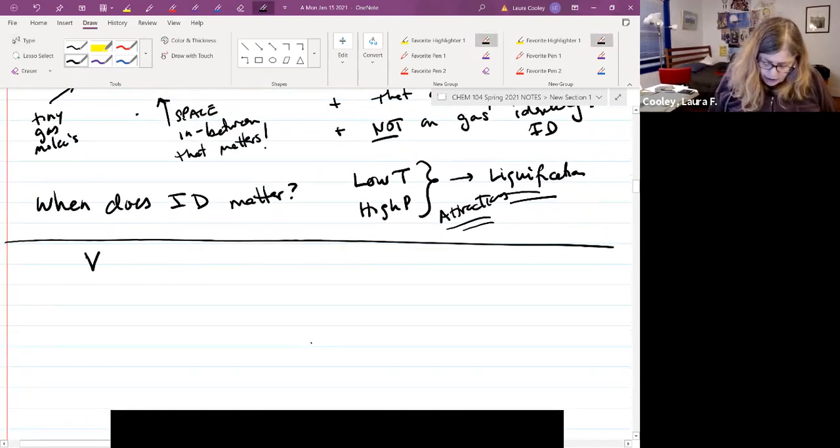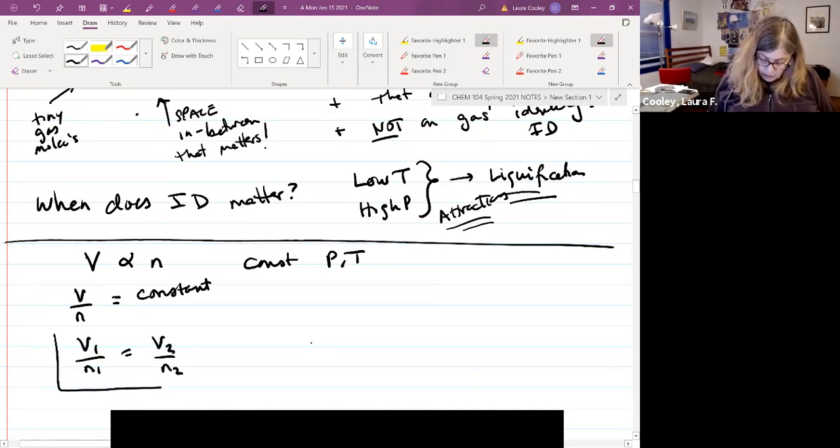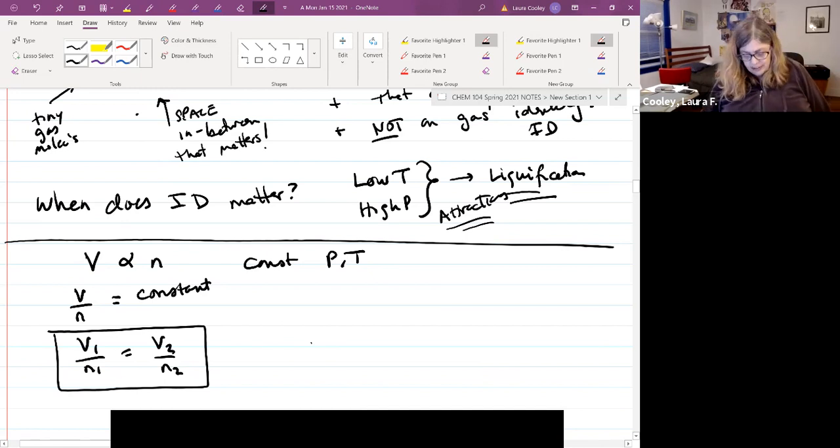So the volume is proportional to the moles at constant pressure and temperature, which means that the ratio V over N is constant, which means V1 over N1 is V2 over N2. And so you can use this very much like those other gas laws when you know, say, an initial and a final volume, and you know the initial moles, but you don't know how many moles at the end. That would be a case where some gas were added or taken away from a container.